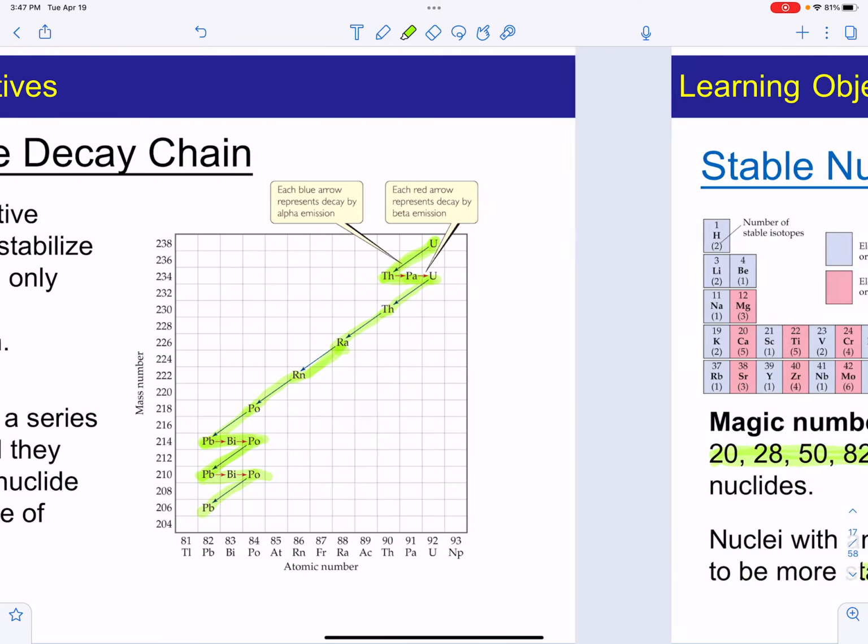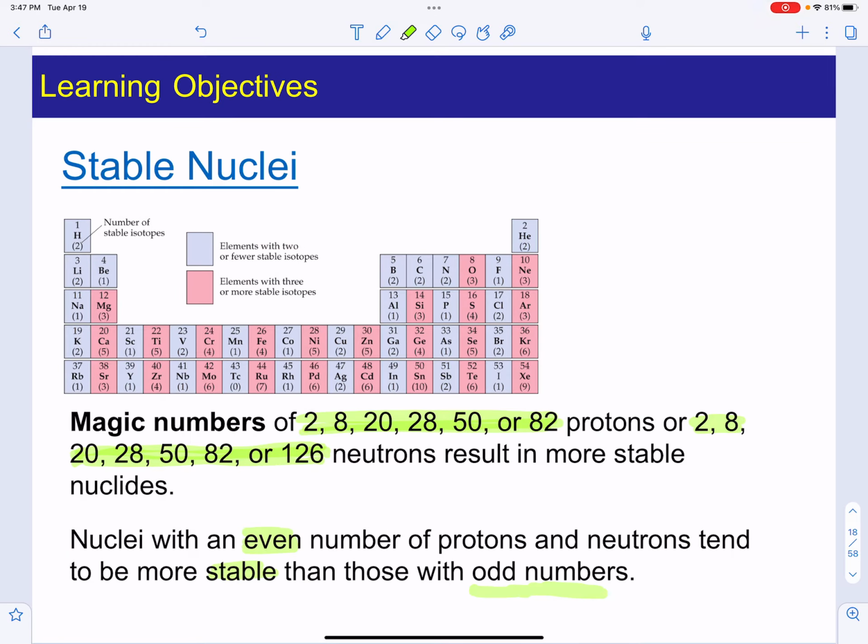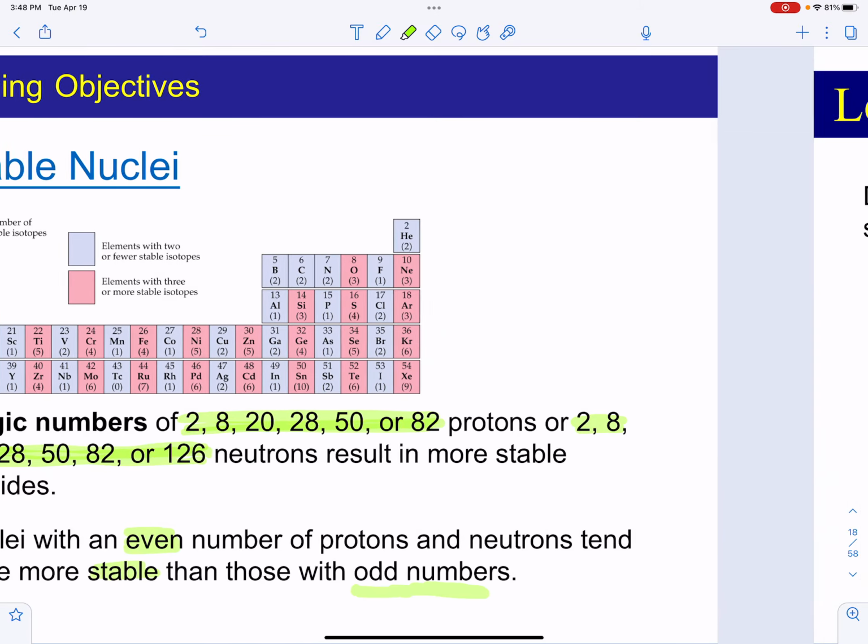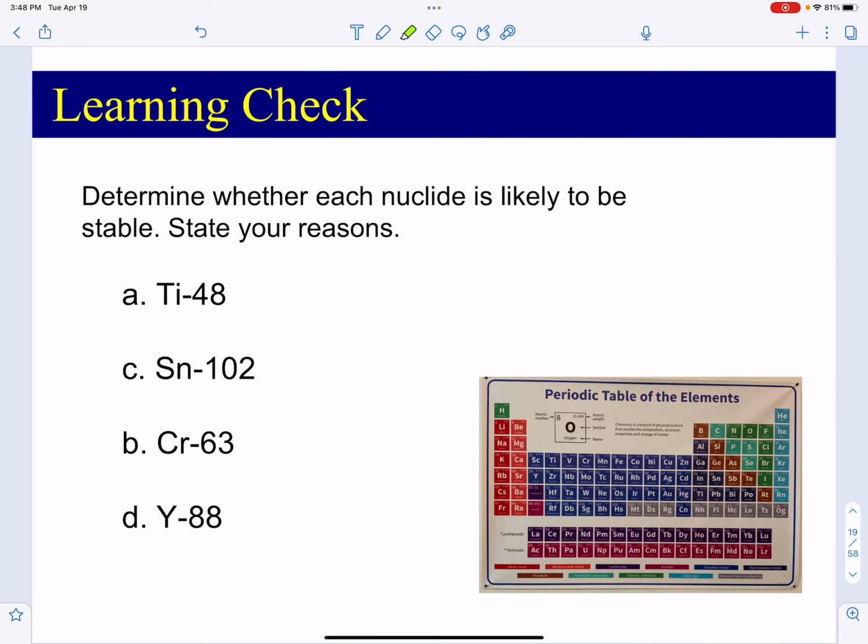So let's apply these trends that we just saw. Any elements with atomic number 20 or below, with a ratio of 1 to 1, are very stable. We have the magic numbers. If they have that number of protons or that number of neutrons, they're going to be stable. Or if they have an even number of protons and neutrons, that's also stable. So with that said, let's do some work.